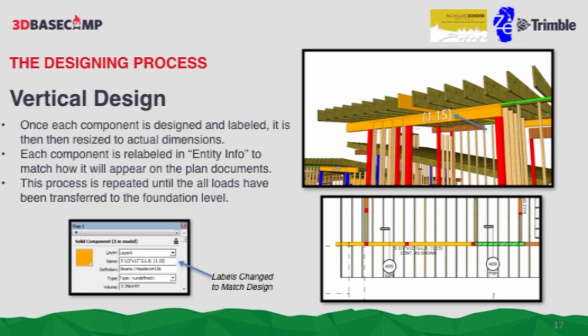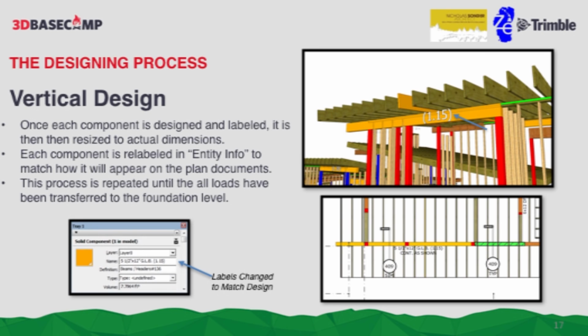Once each component is designed and labeled, this is what we were just talking about. We actually name it what it's going to be. In this case, it's a 5.5 by 12-inch GLB glulam beam, and we put the calc number associated with it. And then we can literally go in and label this in layout.